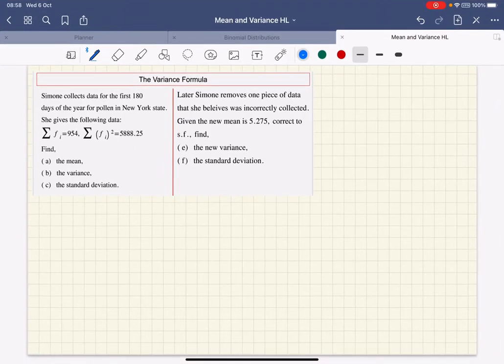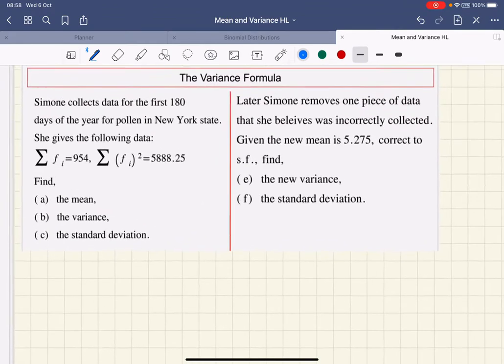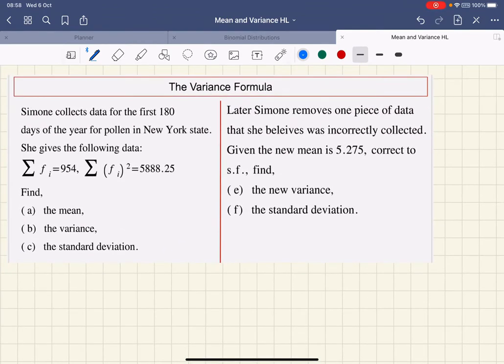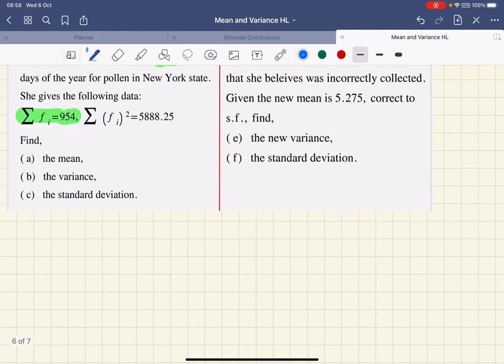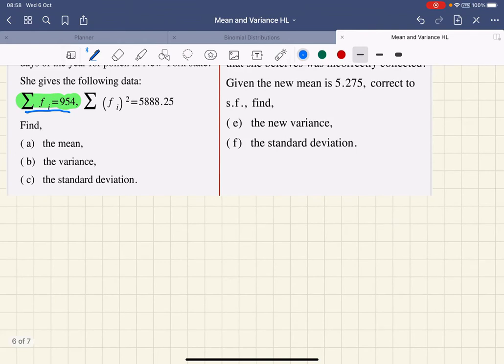So let's have a look at how we can use our variance formula. Now on here I've got this question about collecting data, and just a few things. We can see that there are 180 pieces of data, and we've got this thing here, and those two things there are going to help us work out the mean. This one here that I've just highlighted stands for all the data added up together.